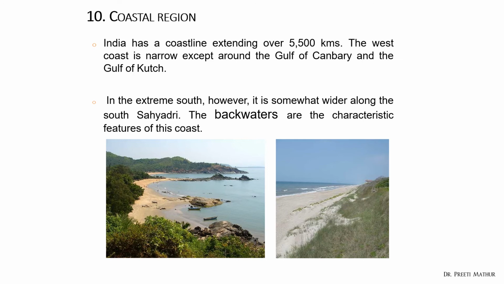India has a coastline extending over 5,500 kilometers. The west coast is narrow except around the Gulf of Cambay and the Gulf of Kutch. In the extreme south, however, it is somewhat wider along the Sahyadri. The backwaters are the characteristic features of this coast.